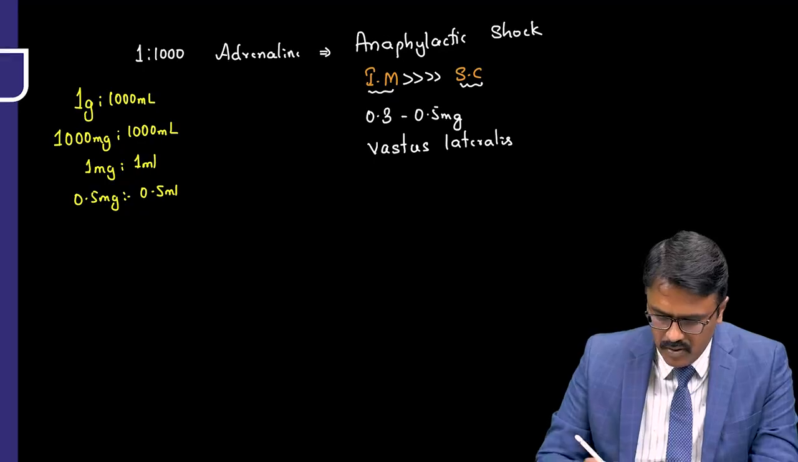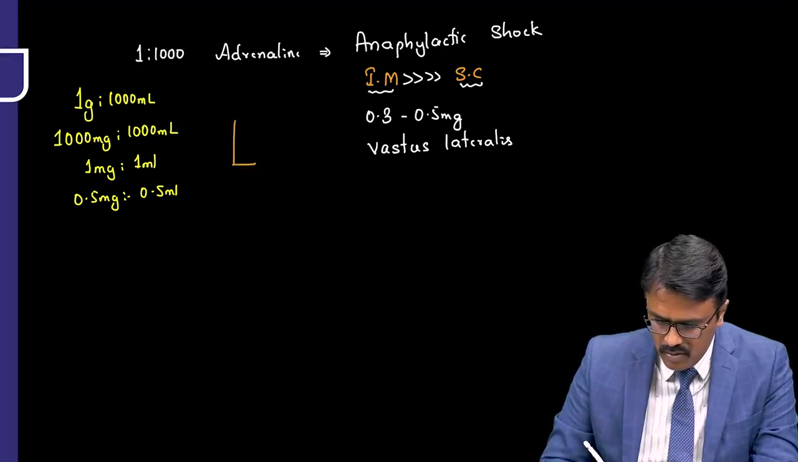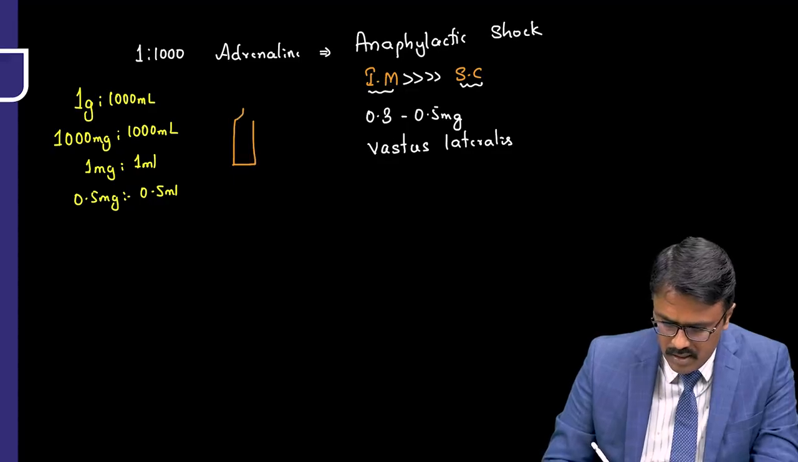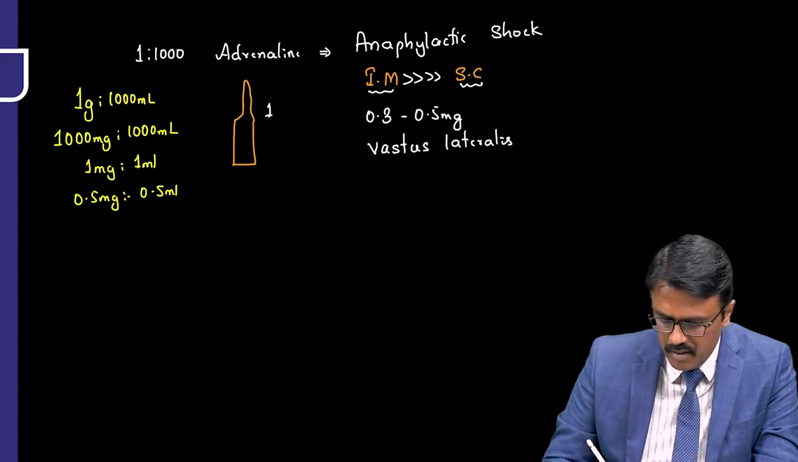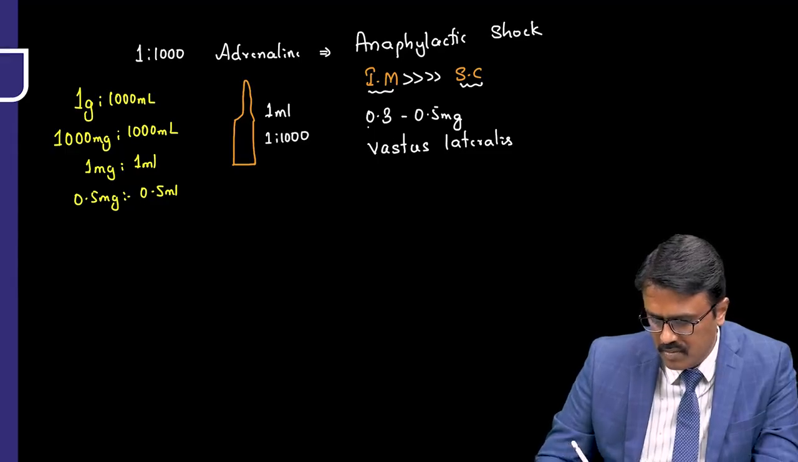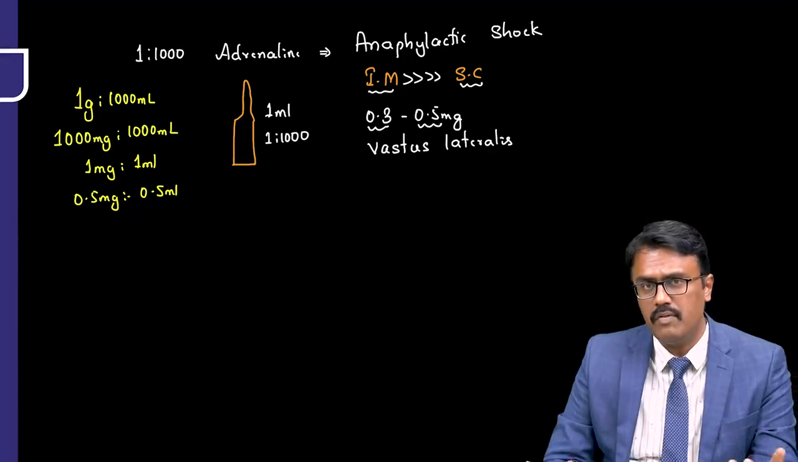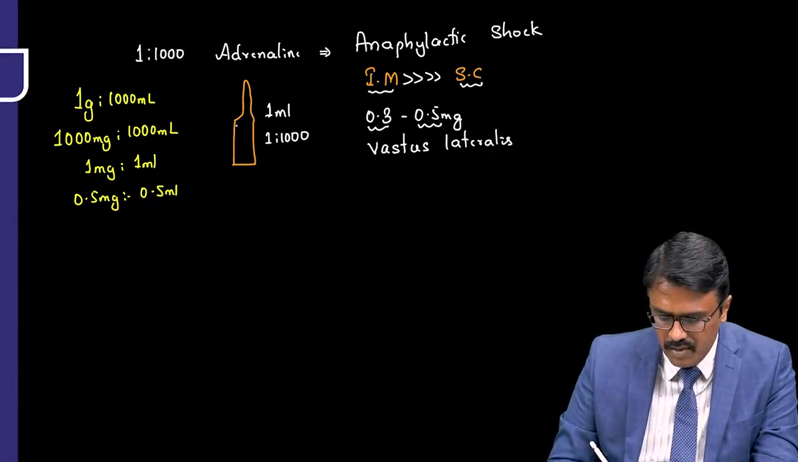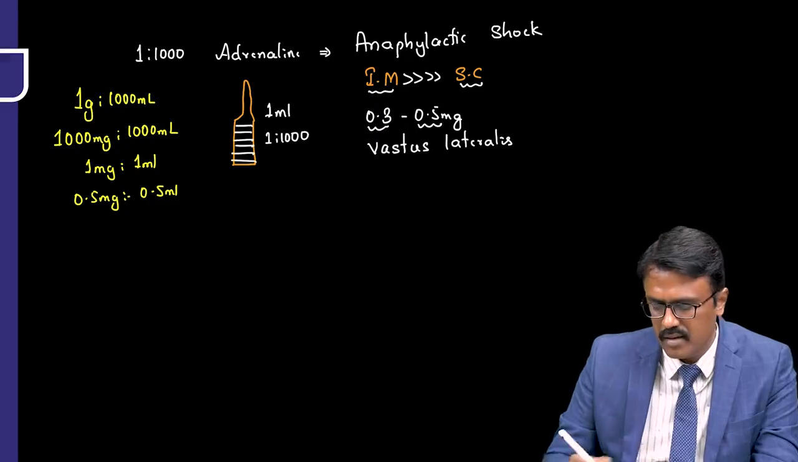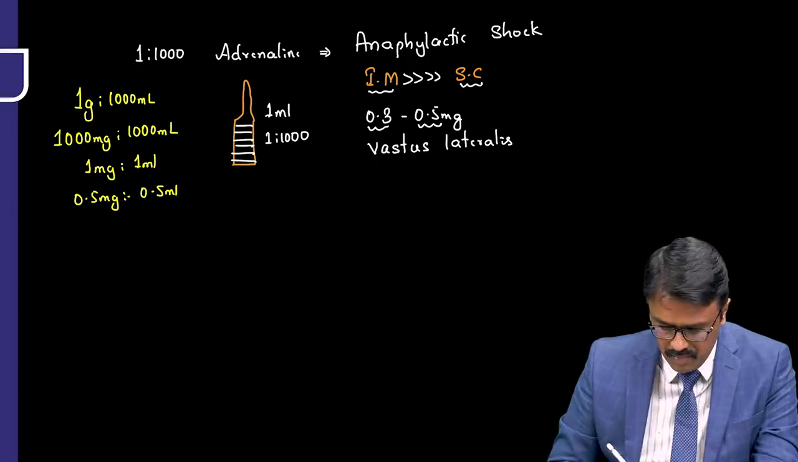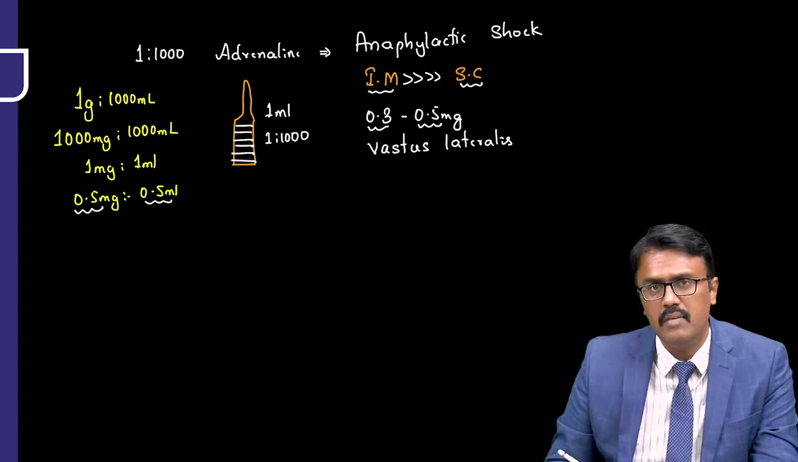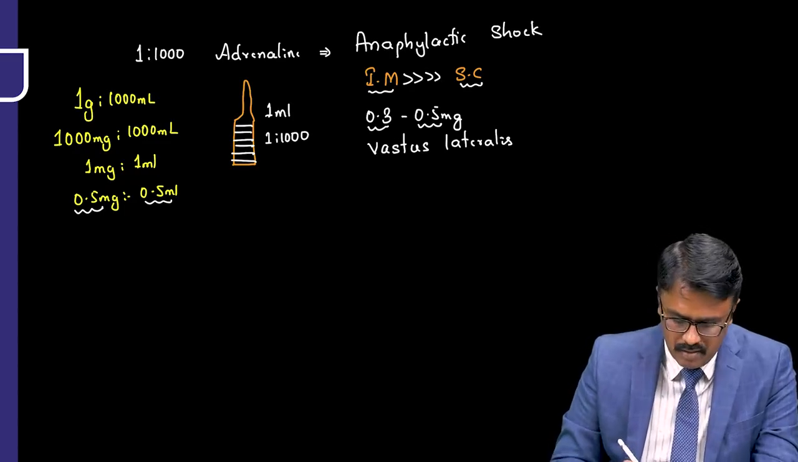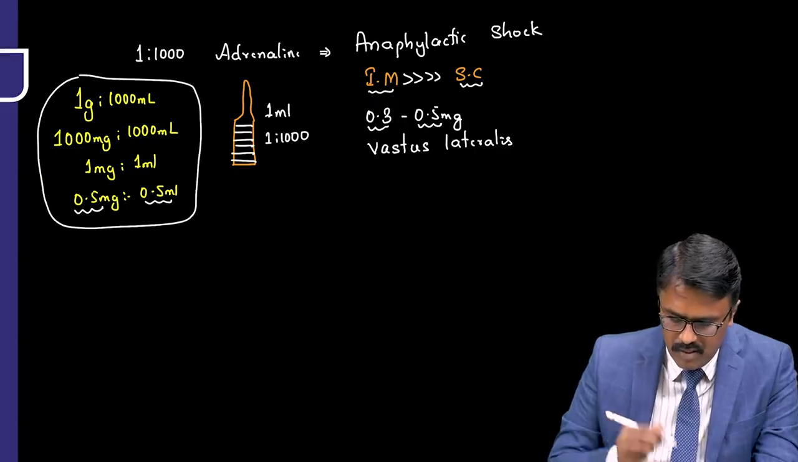Now why is this important? Because when you go to the emergency ward, you will see the adrenaline ampule. The ampule will be of 1 ml and it will be written 1 in 1000. Suppose in the exam you read it has to be given 0.3 to 0.5 milligram, but if you want to take it from this vial, how much ml will you take? If you want to take 0.5 milligram, you have to take 0.5 ml. If you want to take 0.3 milligram, you have to take 0.3 ml. That is the meaning of 1 in 1000. A very, very important application part.